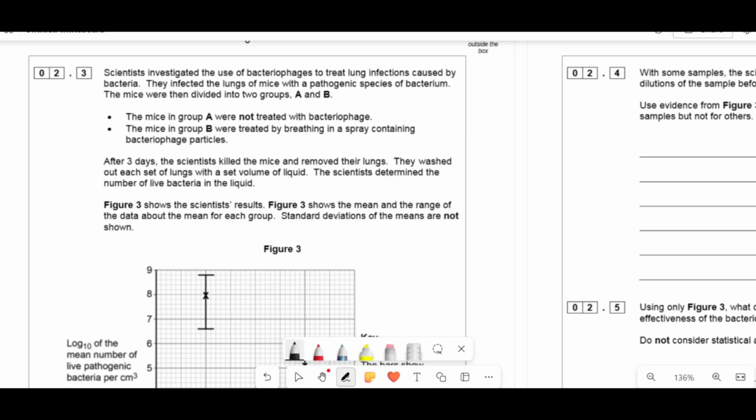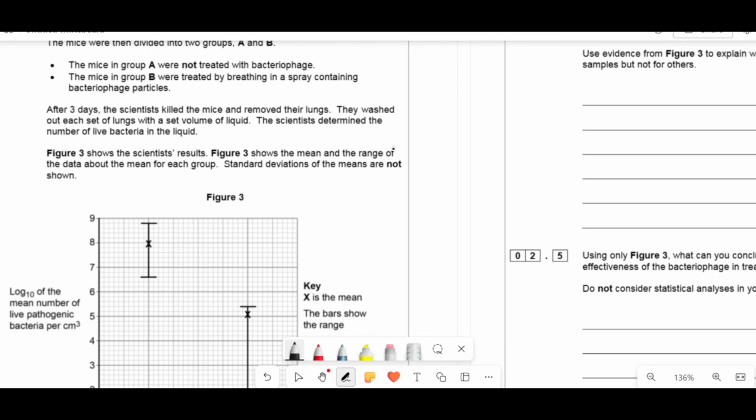Scientists investigated the use of bacteriophages to treat lung infections caused by bacteria. What they did is they infected the lungs of mice with the pathogenic species of bacterium, and the mice were then divided into two groups, A and B. So A was not treated. B was treated by breathing in a spray that had these particles.